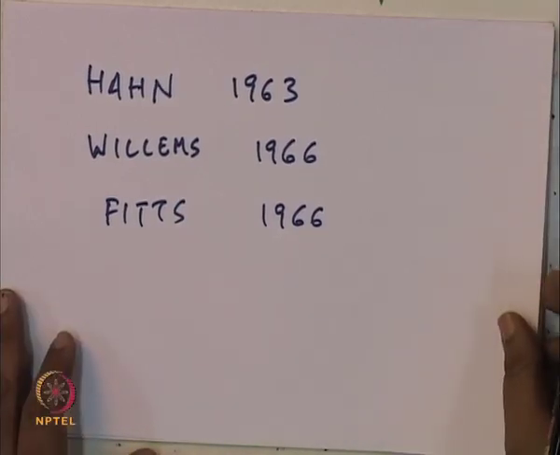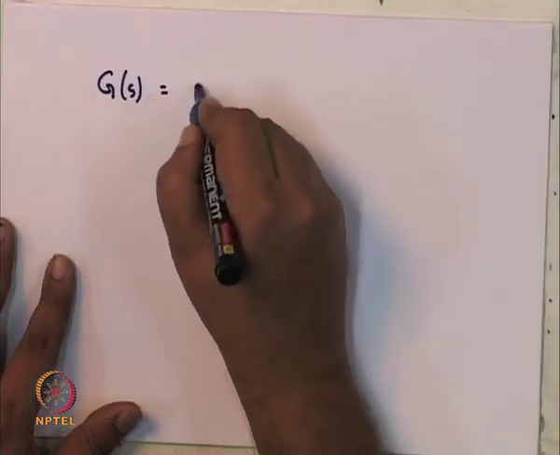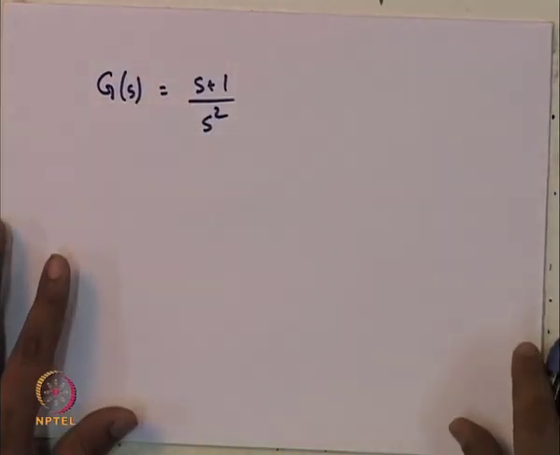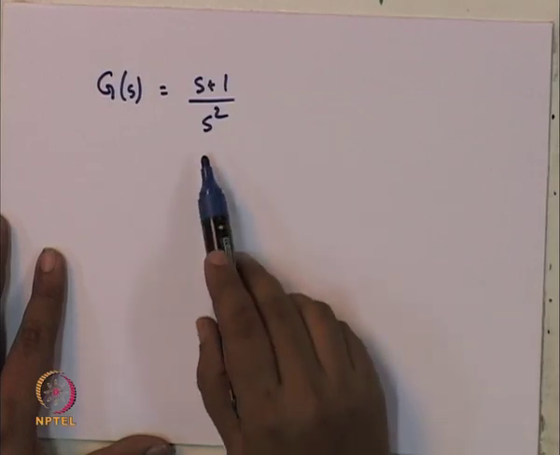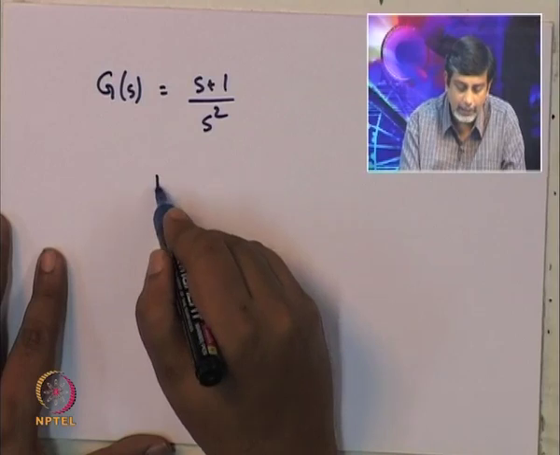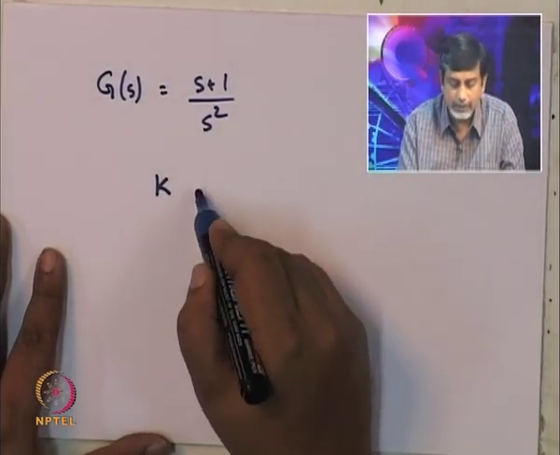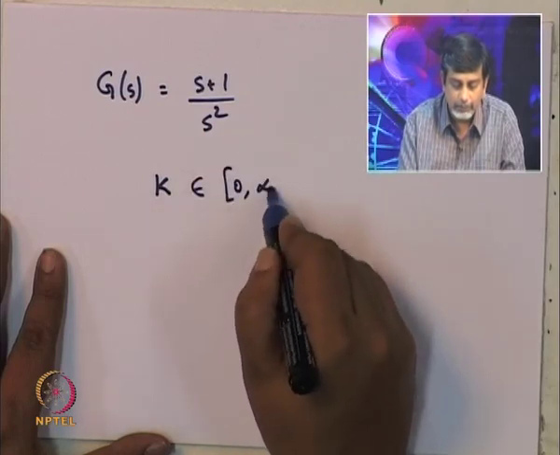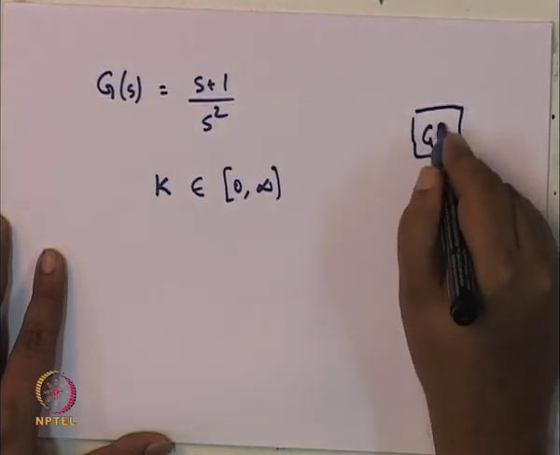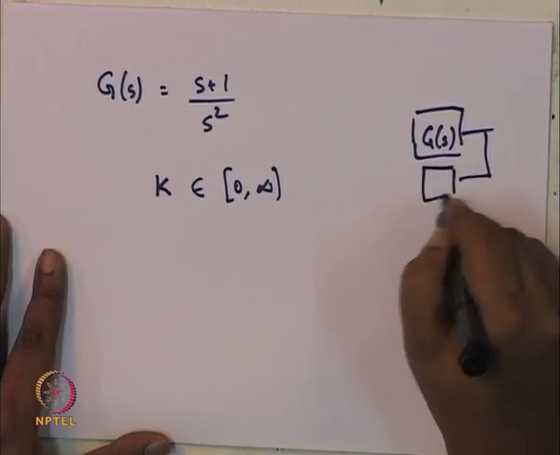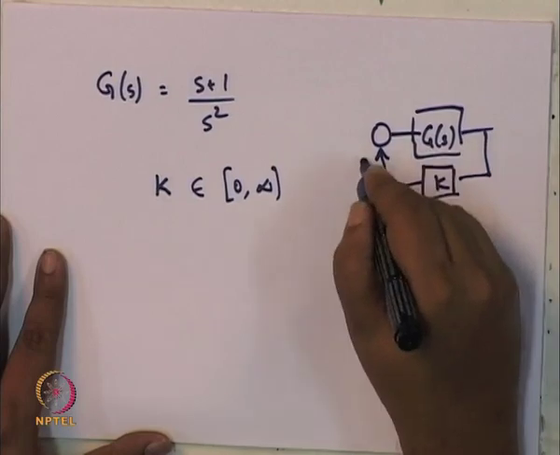Okay. So let me now give an example of a system where this actually doesn't hold. So for this system, I consider the linear plant G(s) to be (s plus 1) upon s squared. So if you take this linear plant in a feedback structure, then it should be clear that for all feedback K in 0 to infinity, this given feedback system is stable. That means if you take G(s) and you give a feedback which is a linear gain K, then the resulting system is stable.